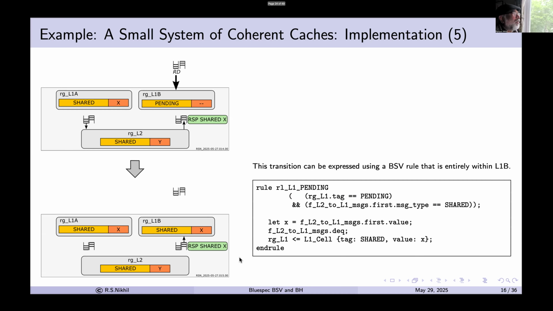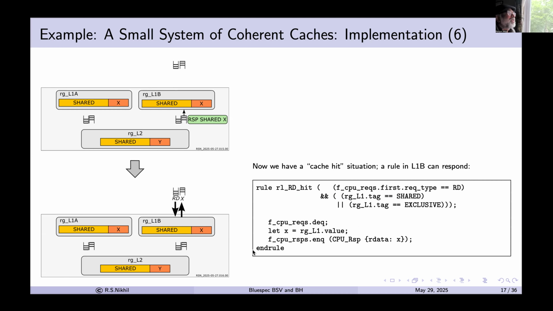And then we go forward one more. When we get the shared here, the L1B can say, oh, okay, I can now go from pending to shared, and I can get the value X, have my value X over here. Once I have reached this state, then we are in the cache hit situation, right? Which is I'm shared, I have a read request, so I have a hit, and I can respond back with X. And that can be expressed with another rule out here. So you can see how I've written using the same language, both at the specification level and at the implementation level.